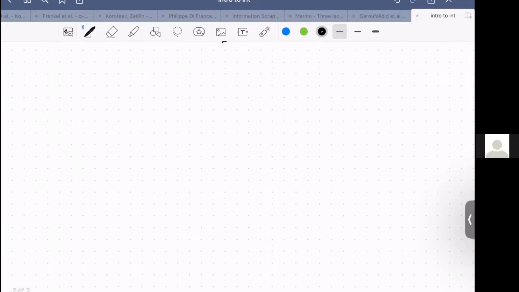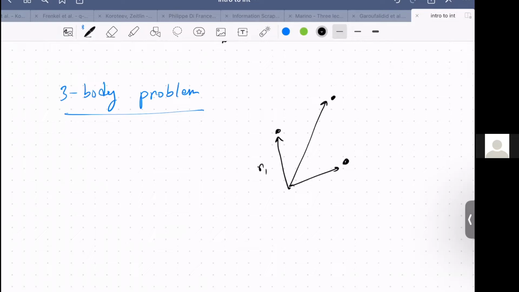Now, what is an example of a problem that we cannot solve? It's just the immediate generalization. So you go from two-body problem to a three-body problem. So what is a three-body problem? You have three massive objects. So let's say choose some origin, some masses. Now, the equations of motion are simple, so you can just write them down.